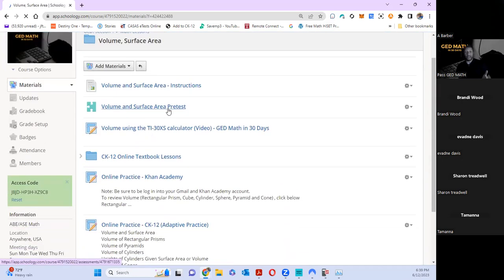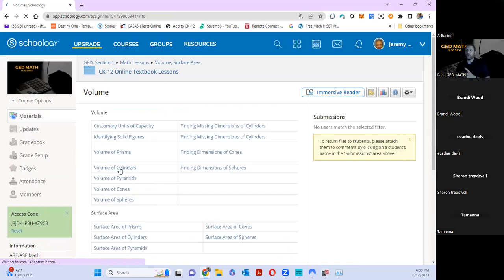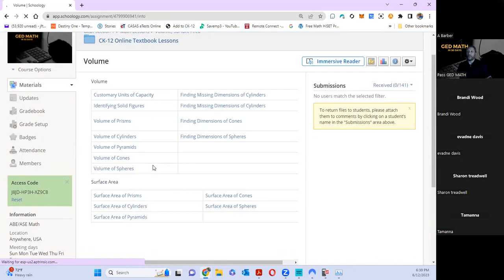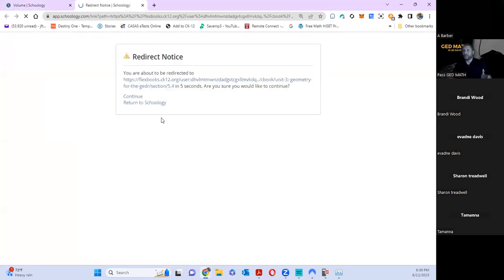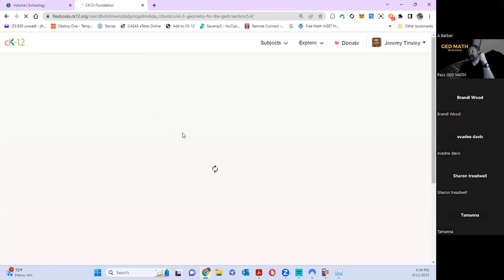You take a pretest. This is to see what you know and don't know. If you score 70 or 80, go to the next lesson. But if you don't understand something, you can go to a textbook lesson that's going to explain it to you. Say, for example, you don't know how to find the volume of a cylinder. You don't have to wait for every Monday. You go here, and it takes you to an online textbook that details how to solve the volume of a cylinder.